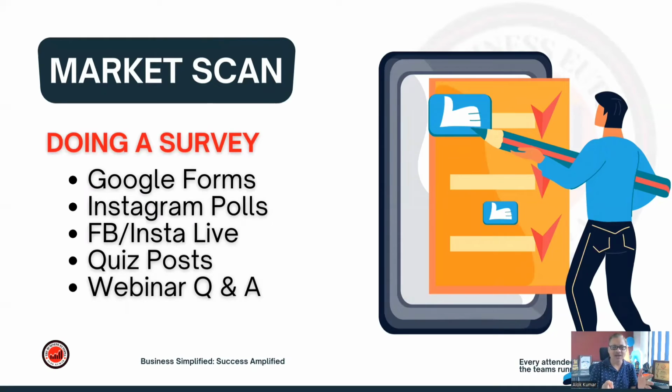On day one, I told you to do market and marketing research, correct? Now, how are you going to do it? There are different tools. You have Google Forms, Instagram polls, FB and Insta Live, quiz posts and webinar Q&A. These kinds of surveys you can do to understand what the market is looking for. Your forms could have different questions about what you have had in the past and what you are looking for in the future. So you create these polls, or when you are doing live shows, you can still talk about all this.